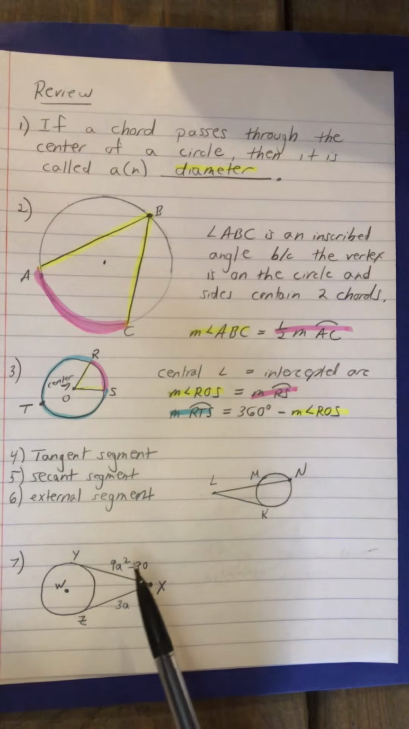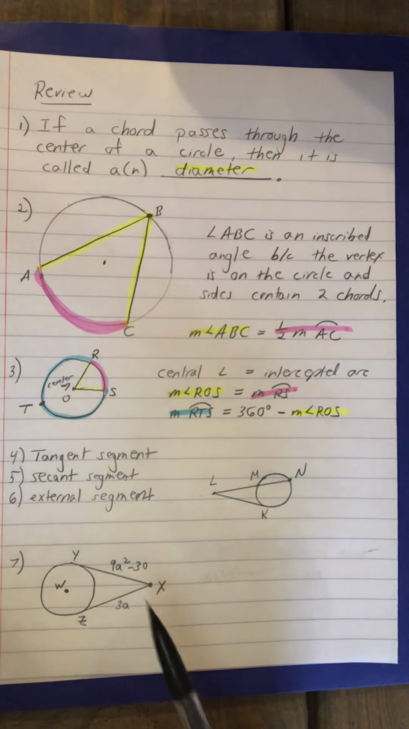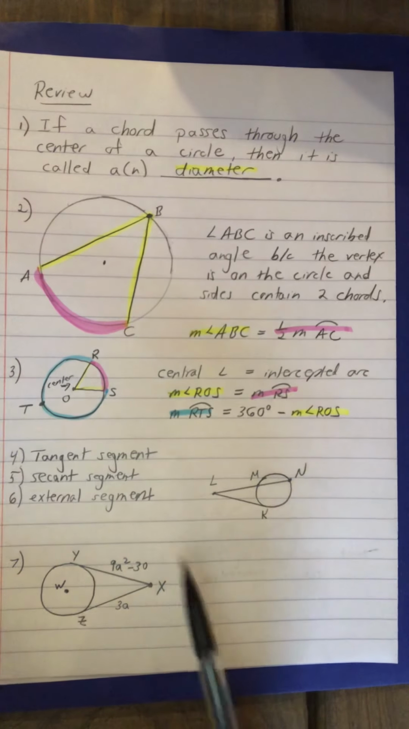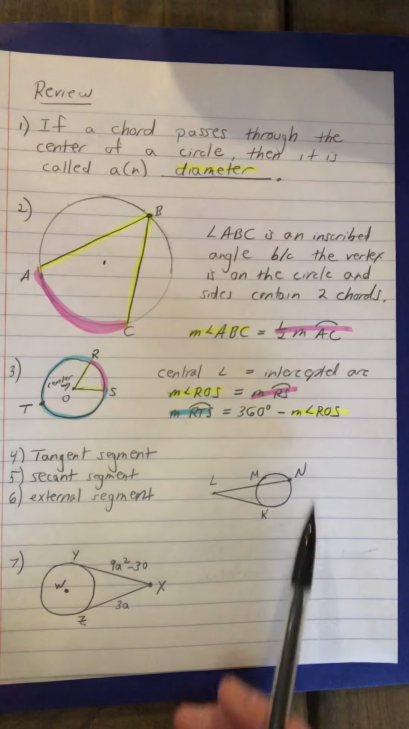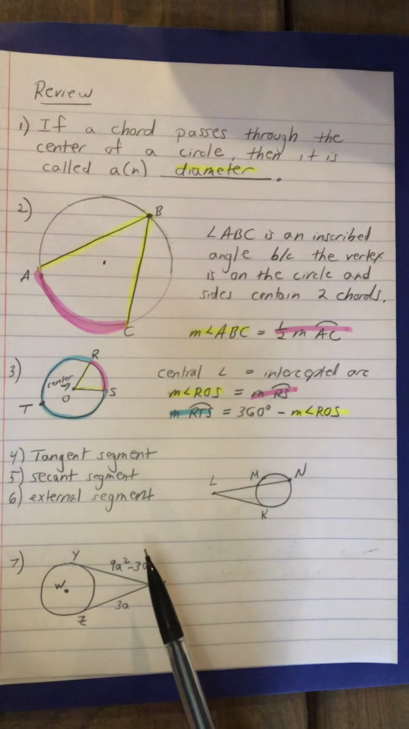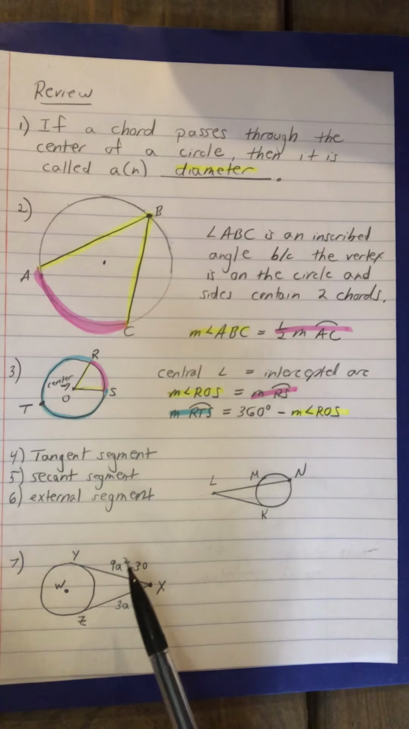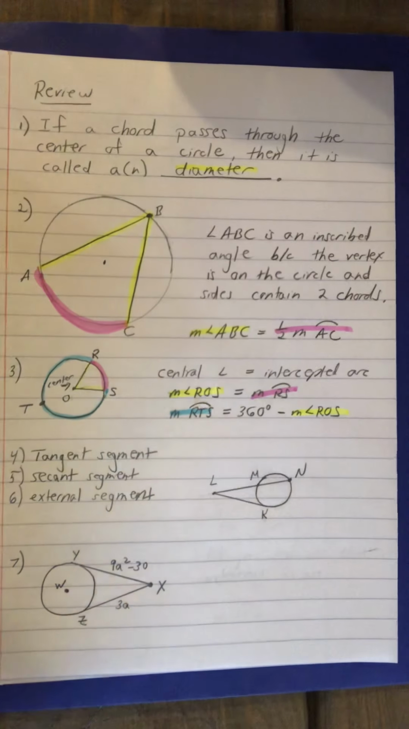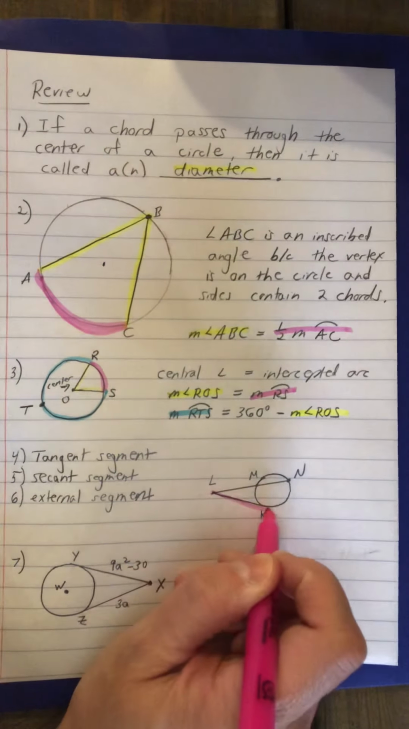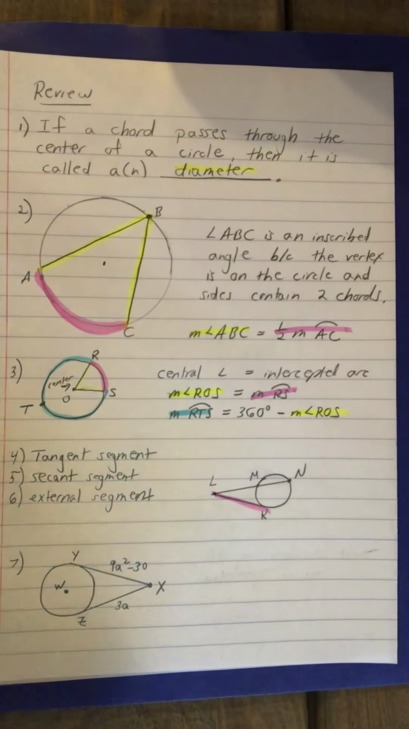Our next one had some multiple choice here. It said, in examples 4 through 6, match the term with the appropriate segment. Now, this is the diagram which they gave me. And the first thing they did is they said tangent segment. And remember, a tangent segment can only touch the circle at one point. So LK represents a tangent segment.